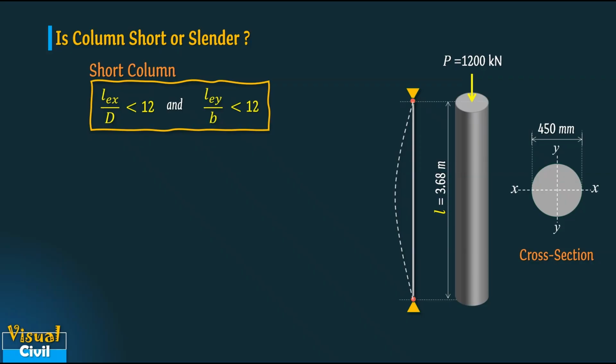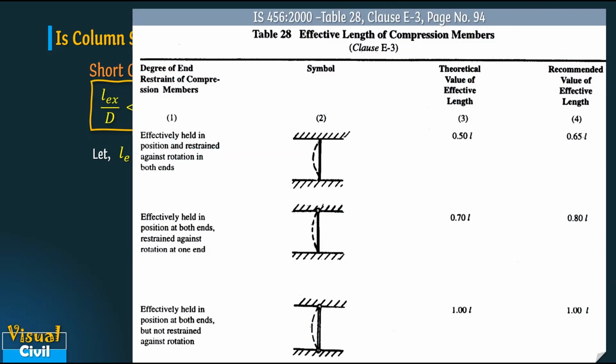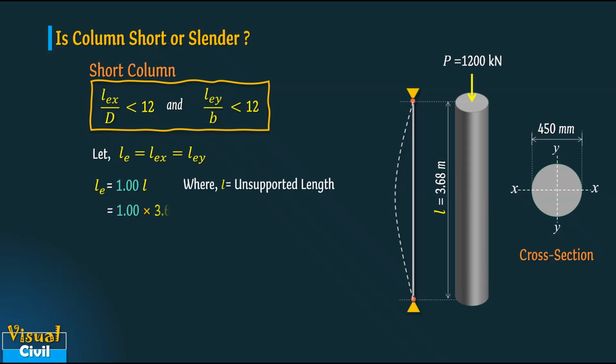Considering same unsupported length in respect of major and minor axis, the effective length is also same in respect of both axes. Let us denote this as LE. Referring to Table 28 of IS 456-2000, for a column effectively held in position at both ends but not restrained against rotation, the effective length is taken as 1 times the unsupported length. Therefore, the effective length of column is 3.68 meters.